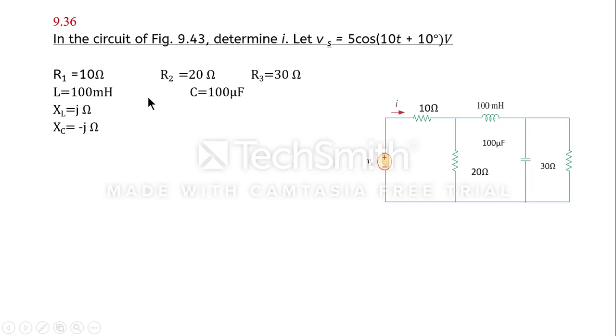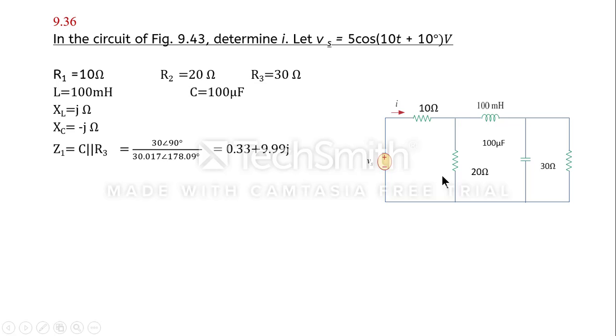XL can be found using the formula j omega L, which is equal to j ohms, and XC can be found using the formula 1 by j omega C, which gives an answer of minus j ohms. First, we'll discuss what we are supposed to do. This R3, which has a value of 30 ohms, is parallel to the capacitor. So we find the impedance here by a parallel combination. That parallel combination would be in series with this inductor. Thus, we have to find the second impedance value, which would be parallel with the resistor R2.